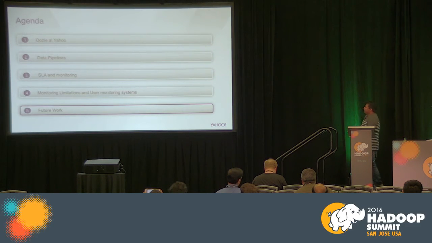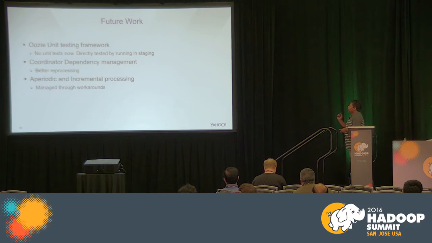Now let's look at some of the future work which we're going to do. Currently, there is no unit testing framework for Oozie. Currently, people deploy directly to their staging cluster. So we are working on that, and maybe it will be available in the next release. As we discussed, there is no coordinator dependency management, and we might do it. And there is no aperiodic or incremental processing support in Oozie, and we have also planned to do it.